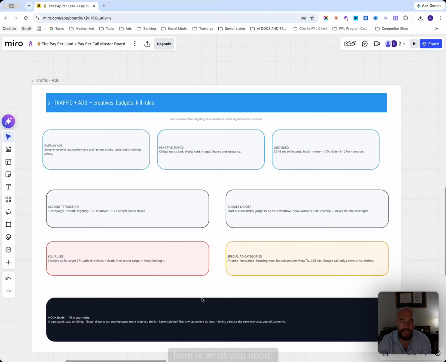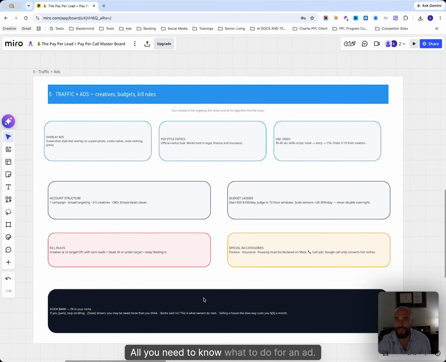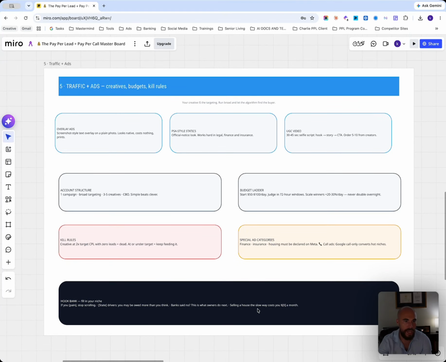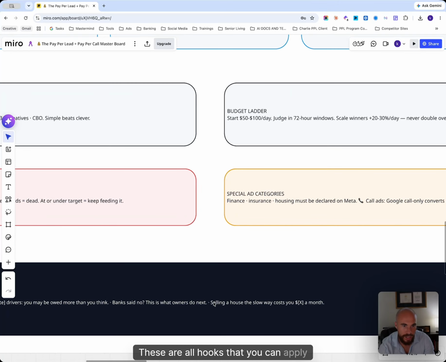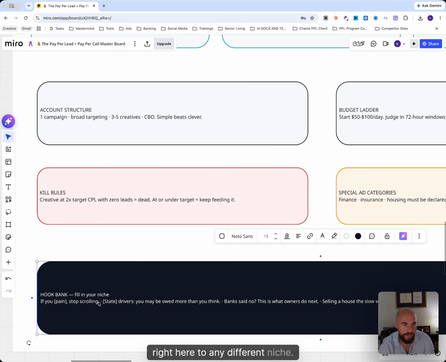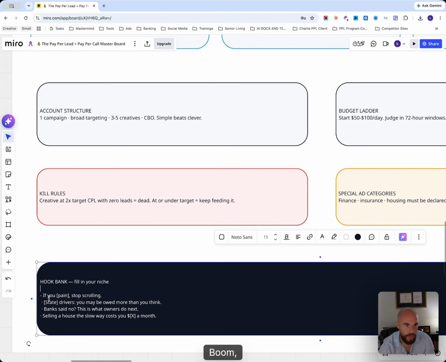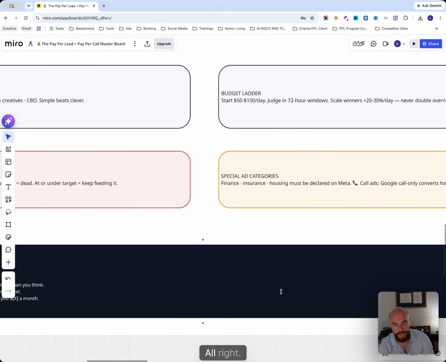But here is all you need to know for what to do for an ad. You just fill in your niche based on this hook bank. If you have pain, stop scrolling. Blank state drivers, you may be owed more than you think. Bank said no, this is what owners do next. Selling a house costs you. So just think about these hooks. These are all hooks that you can apply to any different niche. Hook, okay? Let's actually do this here too. Boom, done. Hooks, all right?